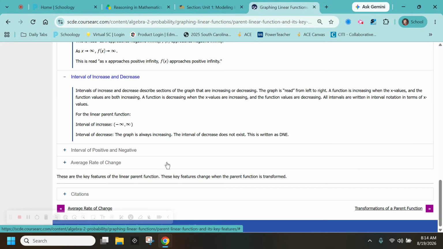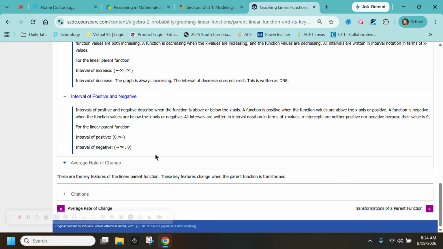A function is increasing when the x values and function values are both increasing. A function is decreasing when the x values are increasing and the function values are decreasing. All intervals are written in interval notation in terms of x values. So for the linear parent function interval of increase, we have from negative infinity to positive infinity. Intervals of decrease, since our graph is always increasing, the interval of decrease does not exist, and so we would write in D and E capitalized.